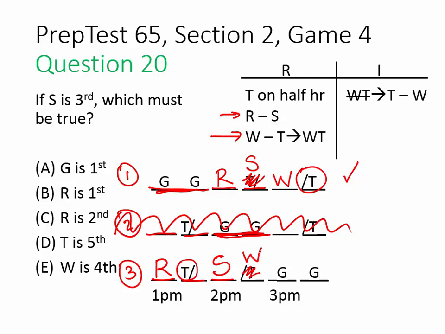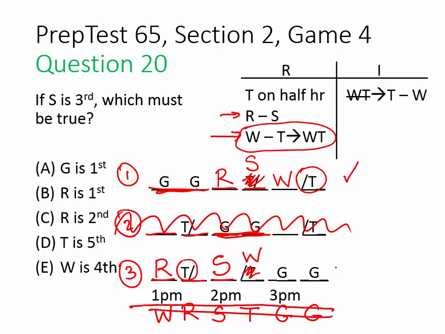Let's try a different arrangement down here, though, and see if anything else works. So we've got S, G, and G. What if we placed R here in the other one? So we have T and W left, but we know that T has to start on the half hour, so it would have to start there, and W would have to go there. That would make this rule be broken, because W is first, but not right next to T. Therefore, not an option. The only two that check out are these two right here.